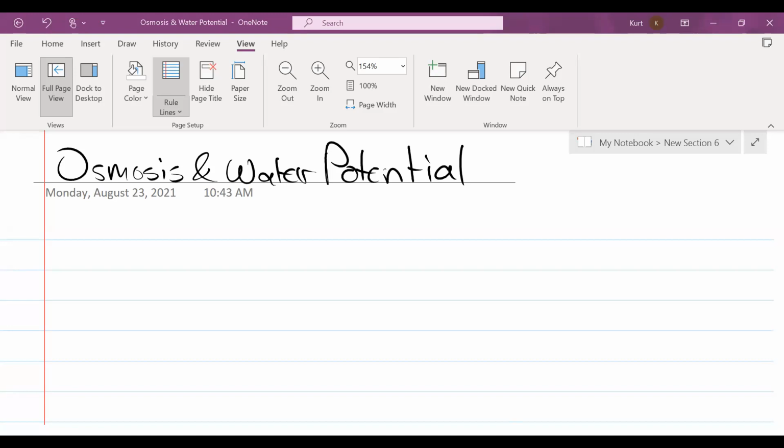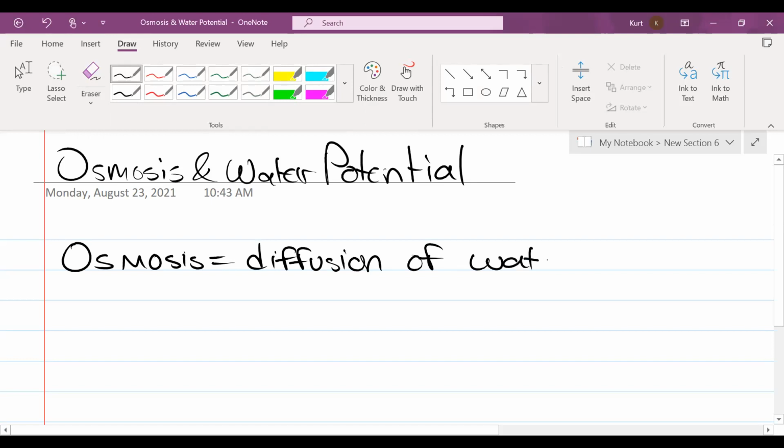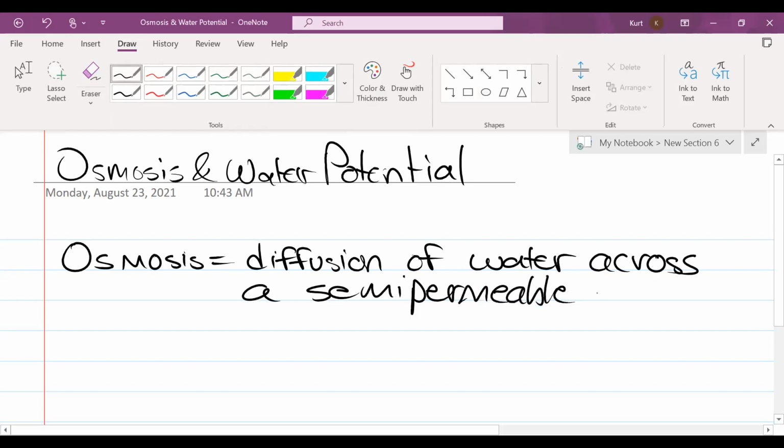But before you can learn how water potential works, we need to do a quick review of how osmosis works. You really can't have one without the other. So let's go ahead and do that. Osmosis is the diffusion of water across a semi-permeable membrane. Semi-permeable means that some things can pass through, other things cannot pass through.